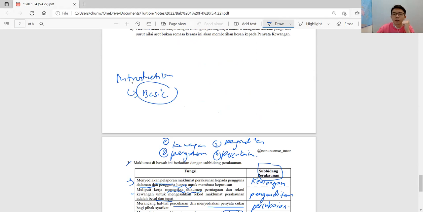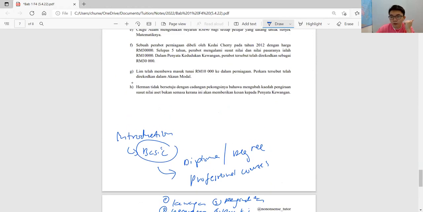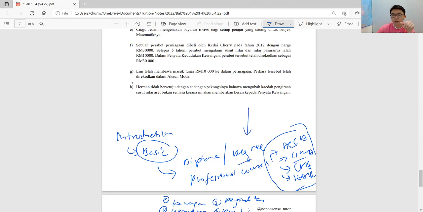Sangat simple. But when you move on to diploma or degree level, or even when you become a professional and take professional courses, like what we learned last week, ACCA, CIMA, CPA, ICAEW, all these are professional accounting courses, we will learn in more depth and dig in more. But now we are learning on the surface. In accounting, it's like a tall building. We won't be learning things down here, just on the top to let you understand.